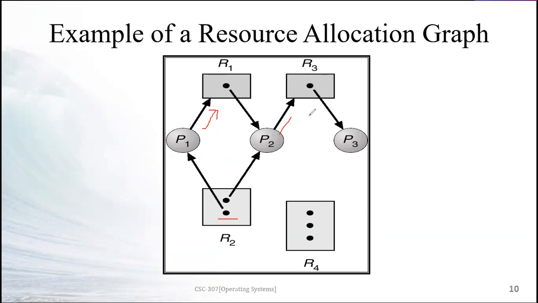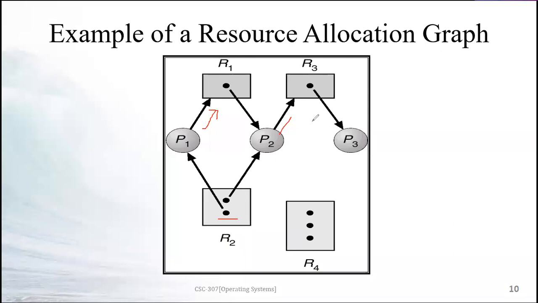Now, is there any deadlock here? How can we actually identify? So as you can see, let's start from one side. P1 is waiting for R1. R1 is assigned to P2. That means as long as P2 is not done, this R1 will be assigned to P2. Second, P2 is requesting R3 and R3 is assigned to P3.